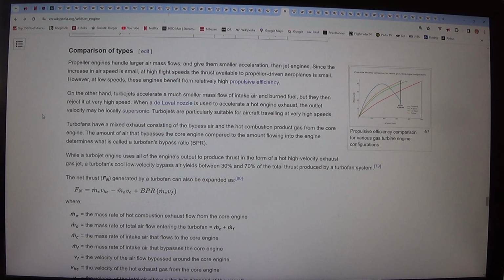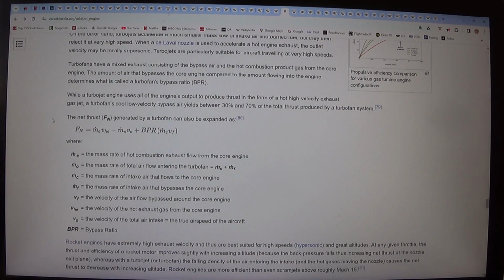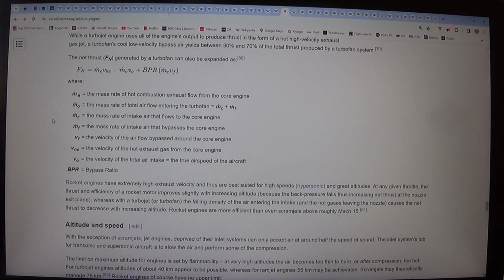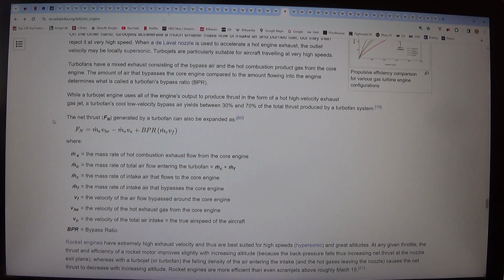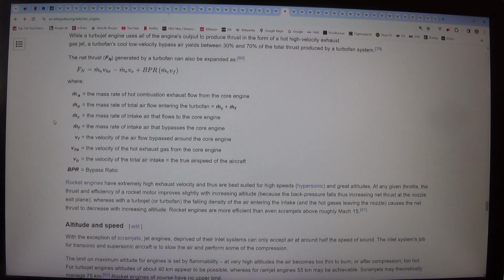Turbofans have a mixed exhaust consisting of the bypass air and the hot combustion product gas from the core engine. The amount of air that bypasses the core engine compared to the amount flowing into the engine determines what is called a turbofan's bypass ratio, BPR. While a turbojet engine uses all of the engine's output to produce thrust in the form of a hot high-velocity exhaust gas jet, a turbofan's cool low-velocity bypass air yields between 30% and 70% of the total thrust produced by a turbofan system.